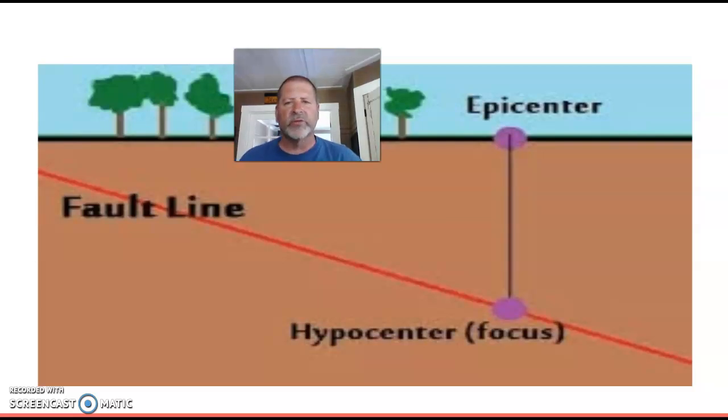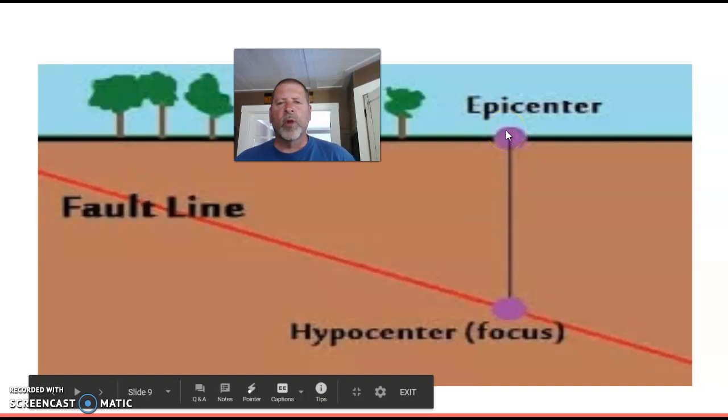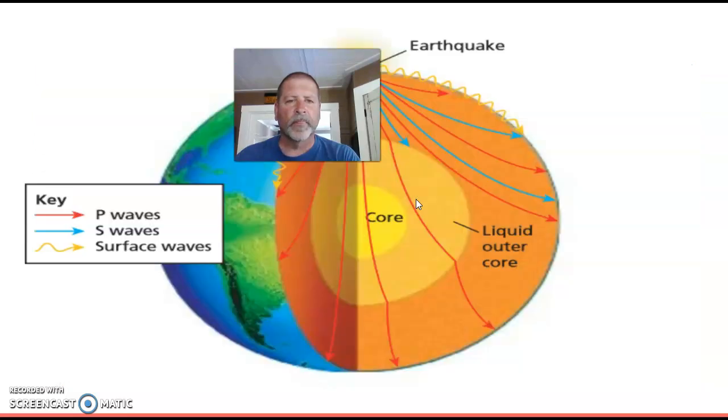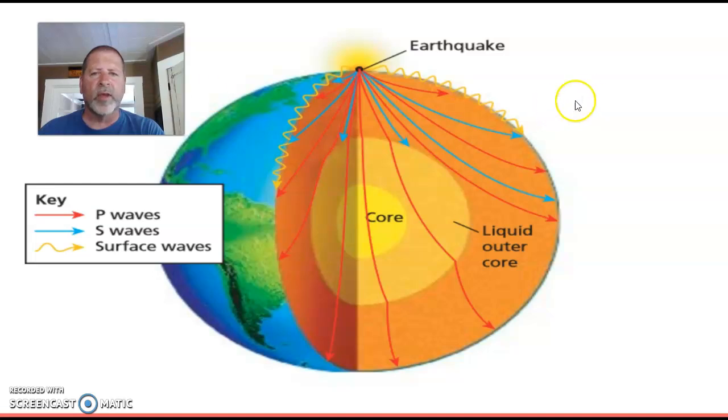It might be 7 miles deep. And then the epicenter is up on the surface, where you experience those waves directly above the focus. So the epicenter may be miles and miles away from a fault line, but directly below it, that's where two plates are experiencing a slip.